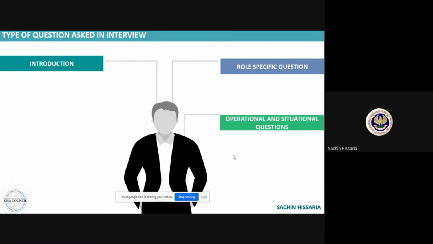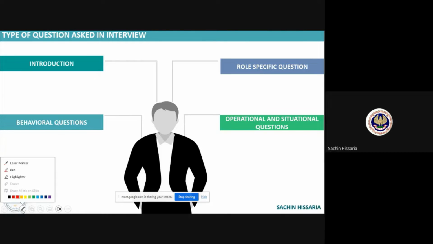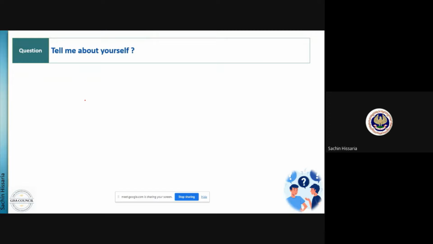And then there would be some operational and situational questions. They might give you some scenarios, like suppose you are in this scenario, what would you do? Those are operational or situational questions. And then they will ask you some behavioral questions. So in the entire interview, you will see all these types of questions. Now in this session, we will be discussing each type of question. We'll start with the very basic one, that is, tell me about yourself.